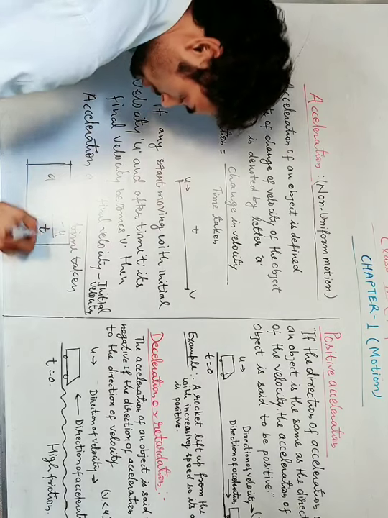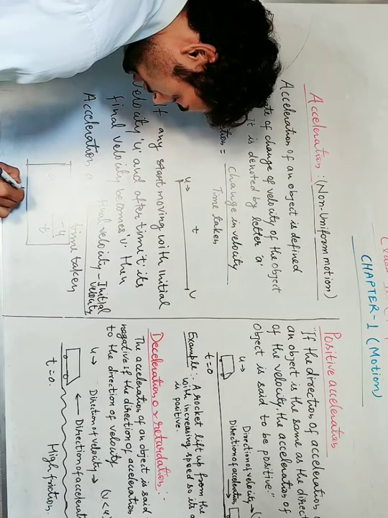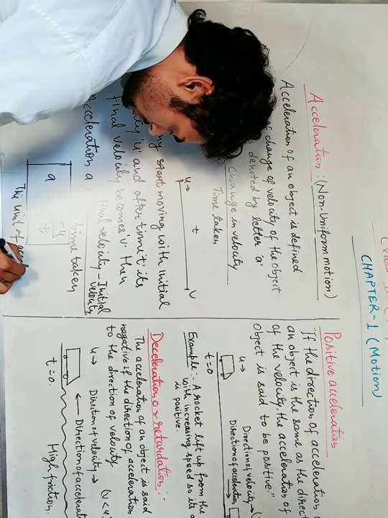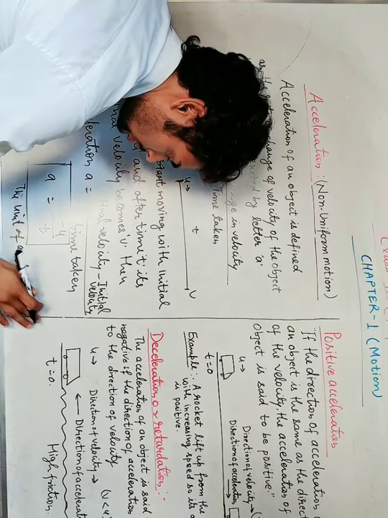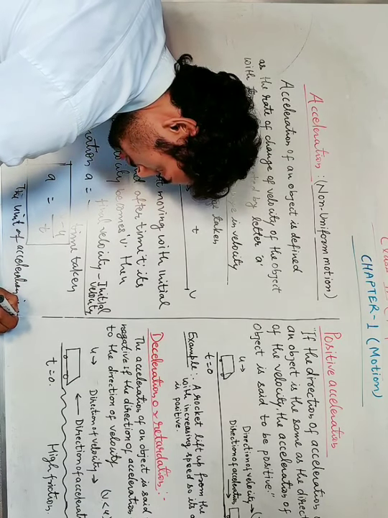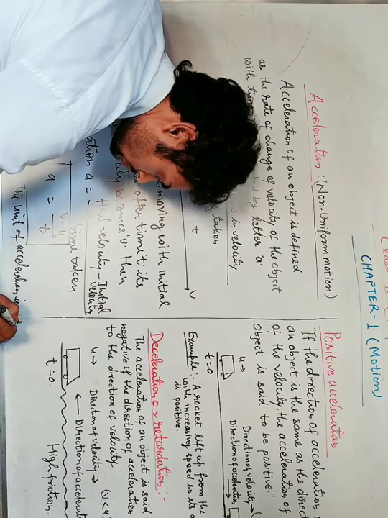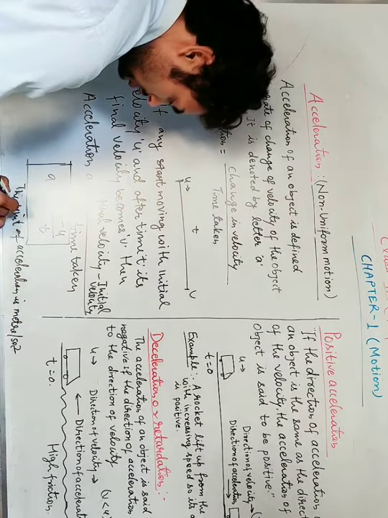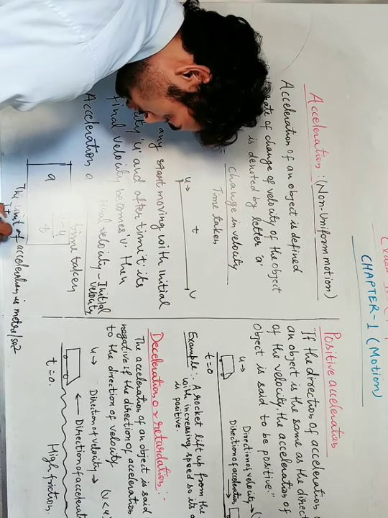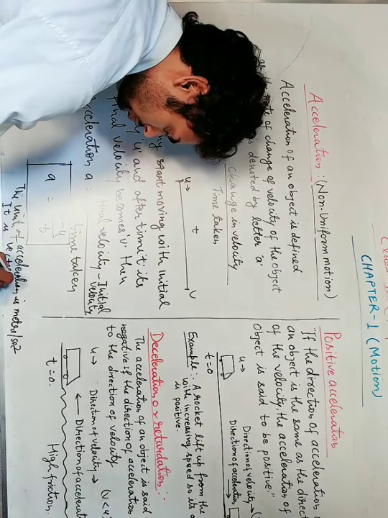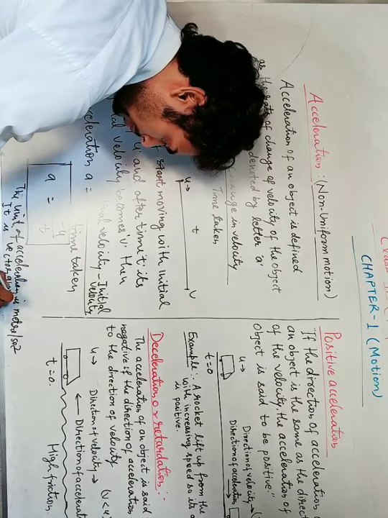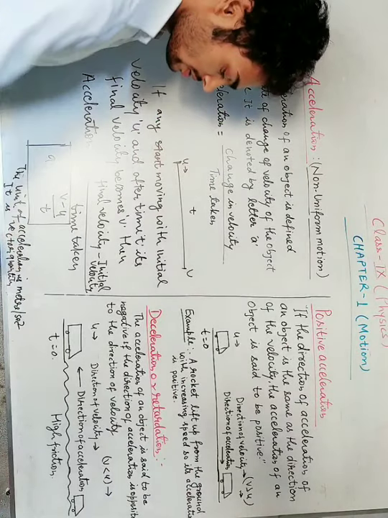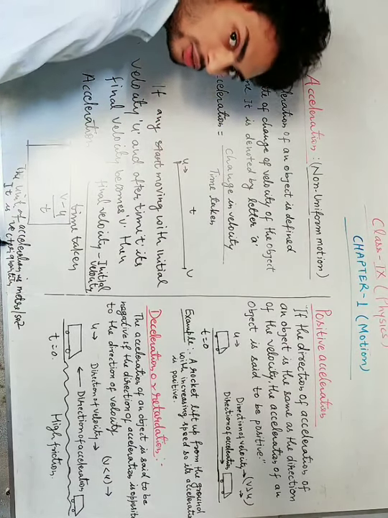The unit of acceleration is meter per second square. And it is a vector quantity. Acceleration is a vector quantity. The SI unit of acceleration is meter per second square and it is a vector quantity.